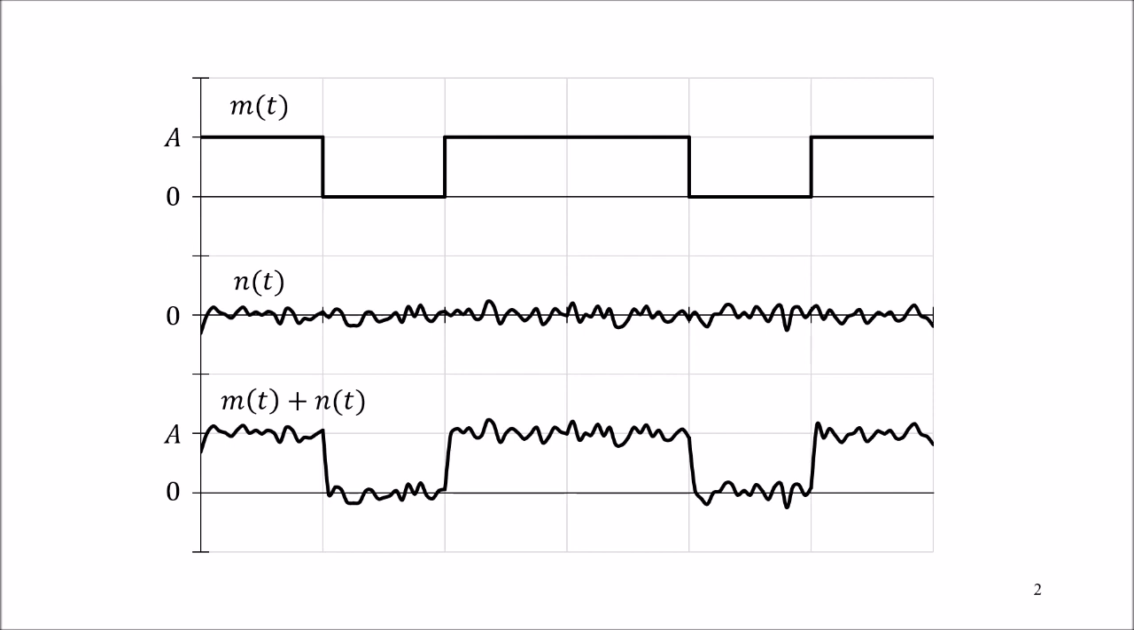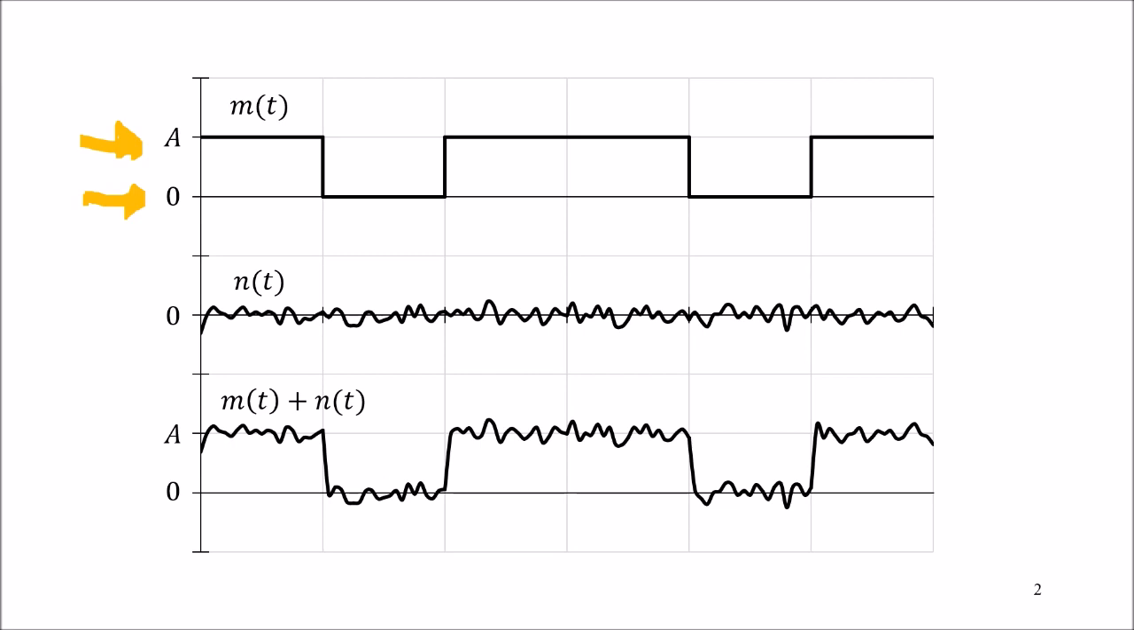Logical 1 is a value of A volts, to be more general, and a logical 0 is a value of 0. So this is a unipolar signaling system, and this is the one we'll look at. The results will be slightly different if you have a polar type system, but this one is the one we'll look at to begin with.